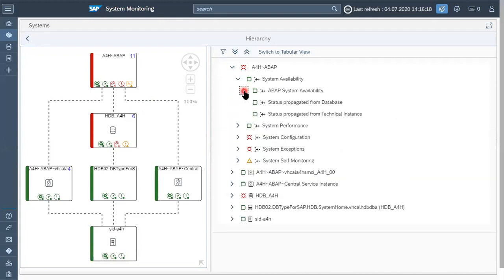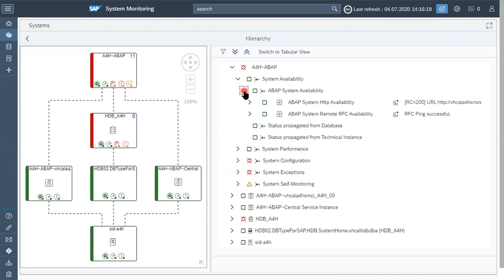Let's see here. Yeah, so you can see here, in ABAP system availability, there is the ABAP system HTTP availability and the ABAP system remote RFC availability. These are the two metrics which are responsible for system availability in service availability management.